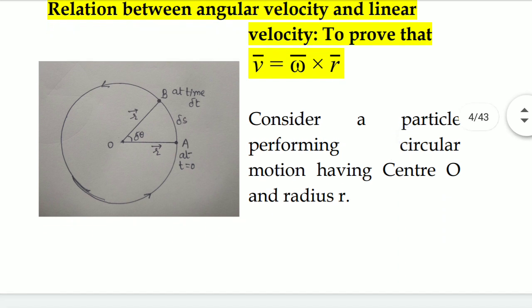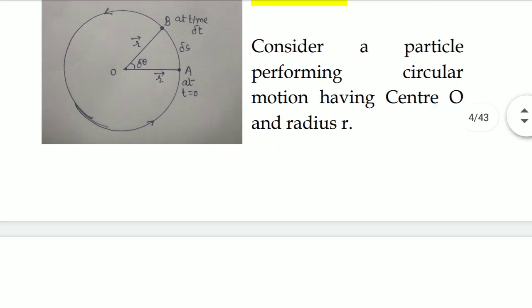Let us see once again the same diagram as earlier, in which we have a particle performing UCM, or maybe just circular motion I would say, in which initially the particle was at point A at time t is equal to 0, and after a very small time delta t the particle has moved to some new position called B. So the measure of angle AOB is equal to delta theta, the instantaneous angular displacement. The linear displacement that has taken place is delta s, that is the length of arc AB, and the radius vector is given by vector r.